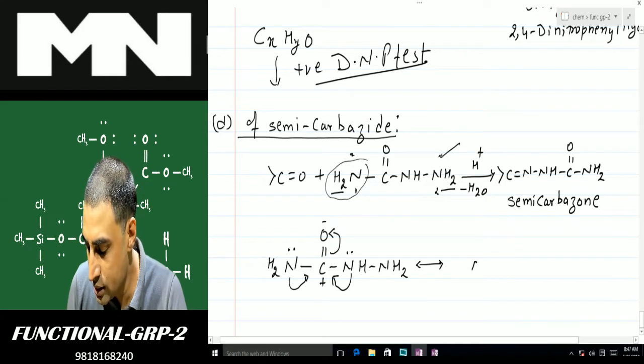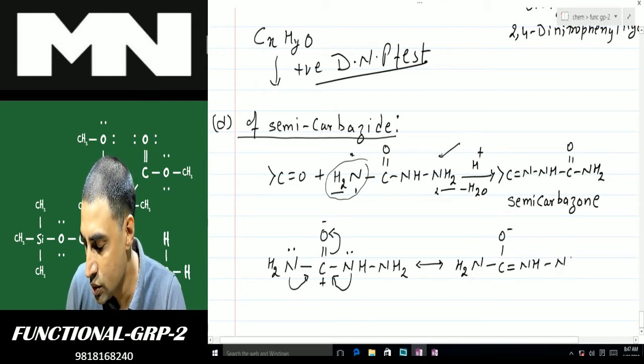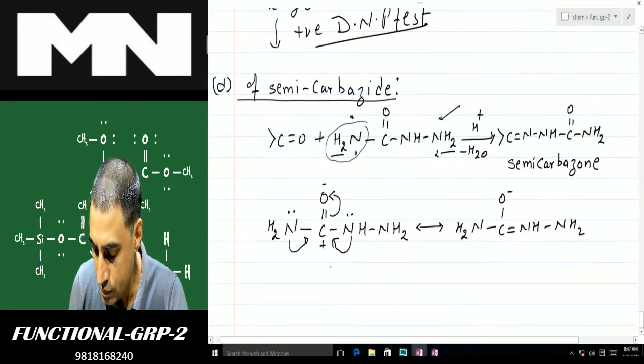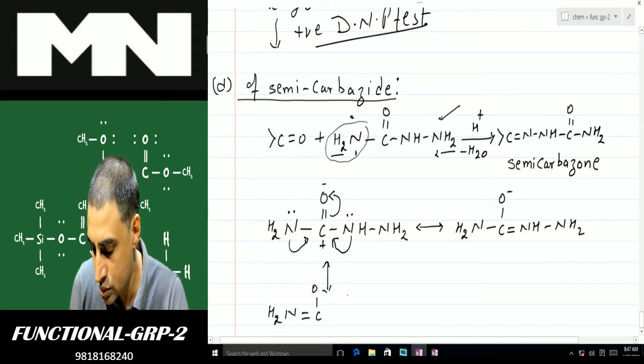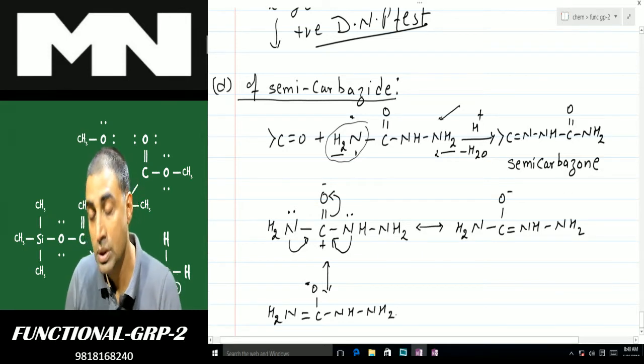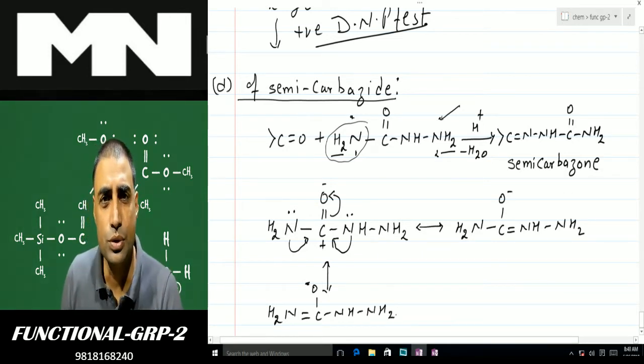I can draw it like this: NH2, C, O negative, double bond NH, single bond NH2. Or NH2, double bond carbon, oxygen which is negative, NH, single bond NH2. Well, this is your exercise question.